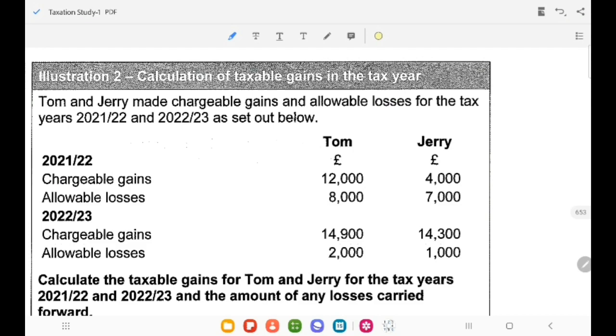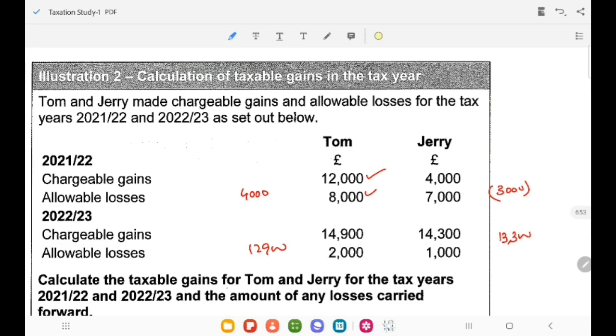A simple question about Tom and Jerry. If we are considering Tom, in the first year 21-22 there is a chargeable gain of 12,000 and allowable losses of 8,000, meaning the net chargeable gain is 4,000. And then in the second year this is 12,900 net chargeable gain. For Jerry it is a 3,000 loss in the first year, and in the next year it is a profit of 13,300, right? Now read the requirement of the question.